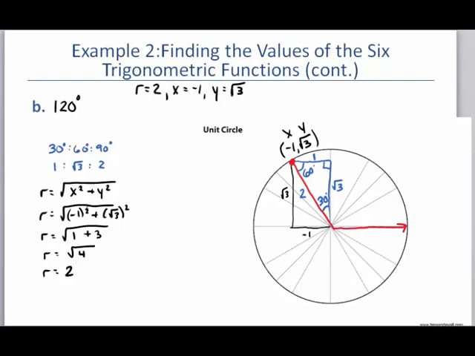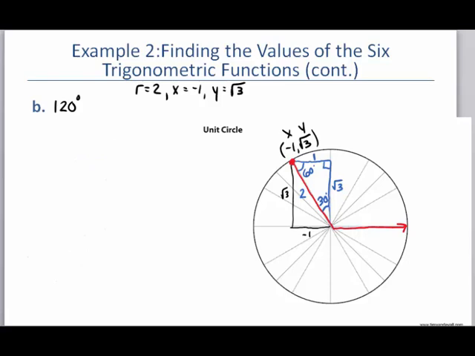So let's go ahead now and plug into our formulas and get our answers. So our sine of 120, remember your formula is y over r. So we're going to have square root of 3 over 2. For cosine of 120, x over r. So we'll have -1 over 2. Tangent of 120, we're going to have y over x. So square root of 3 over -1, which is going to reduce to negative square root of 3.